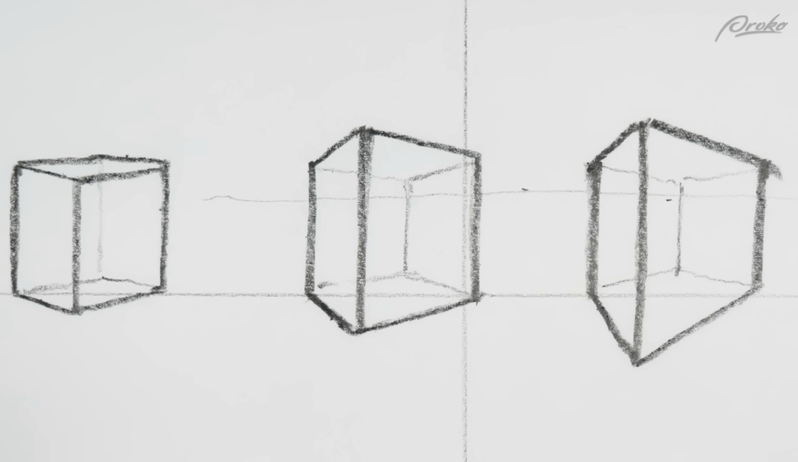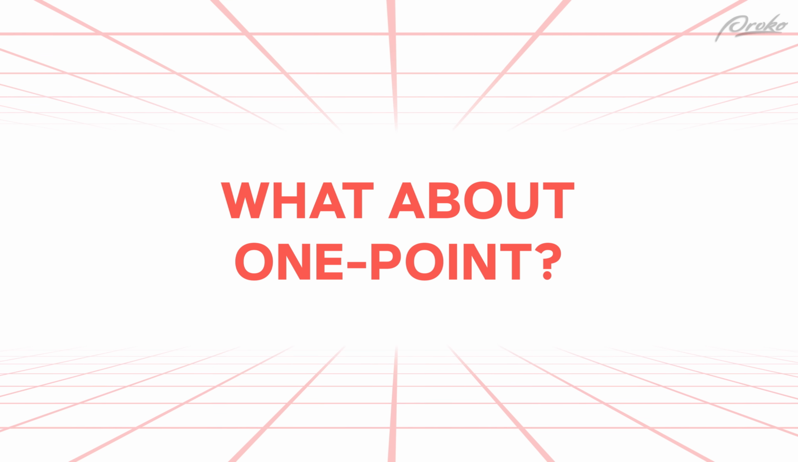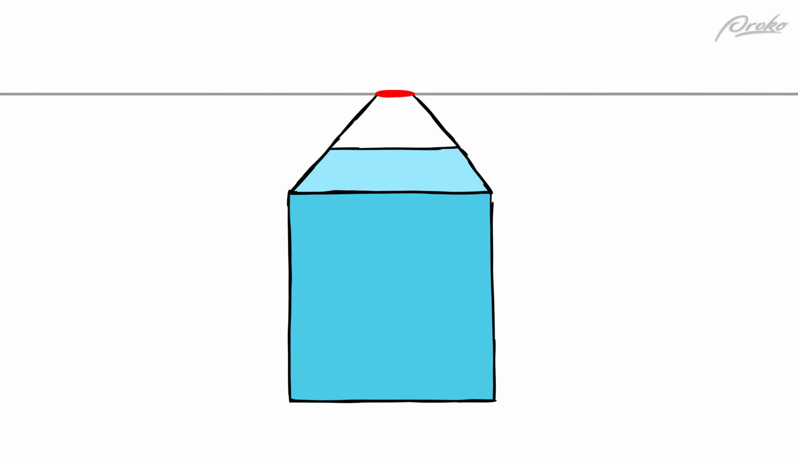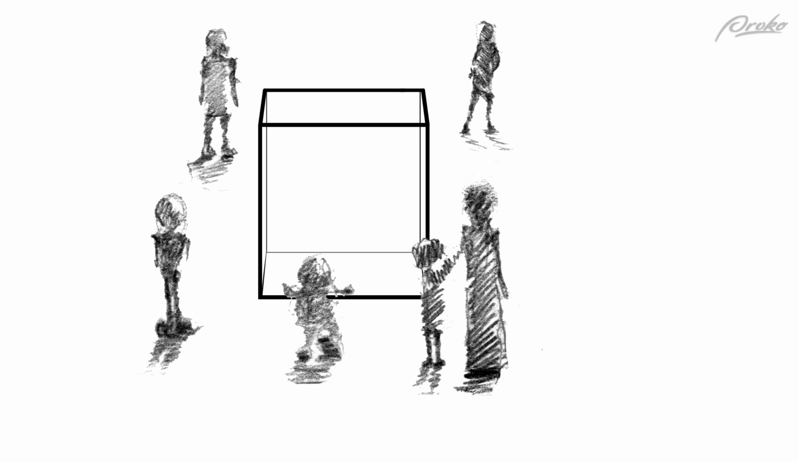Now that's good to know. But this two-point exercise still doesn't answer the question. What about one point? How do we do this in one point? We can't spread the points apart when there's only one point. And yet, one-point setups look deeper up close.